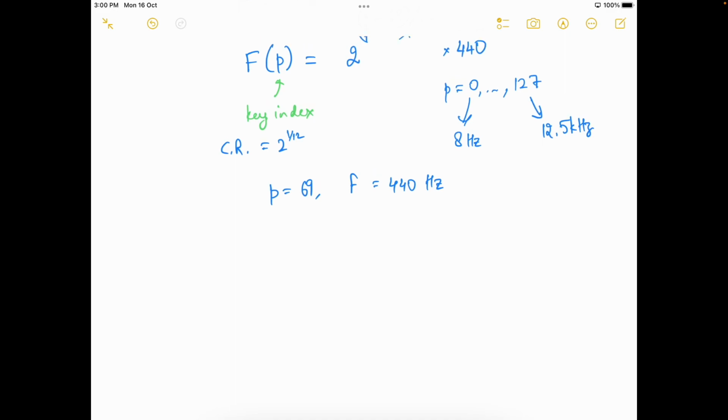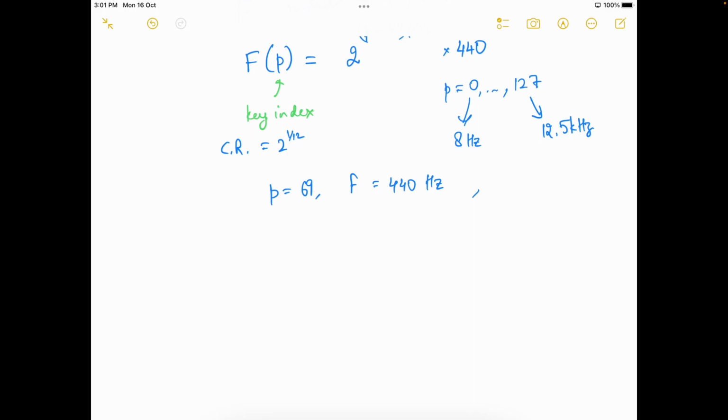Okay, so this has a name. Not every key has a name, right? So can we have attention? This one set, from this C to the next C, you can call as 1 octave, right? From C to the next C, this is 1 octave.